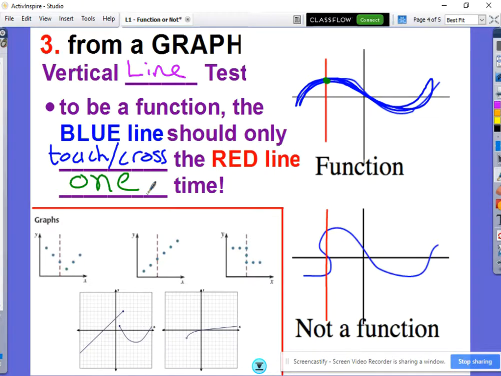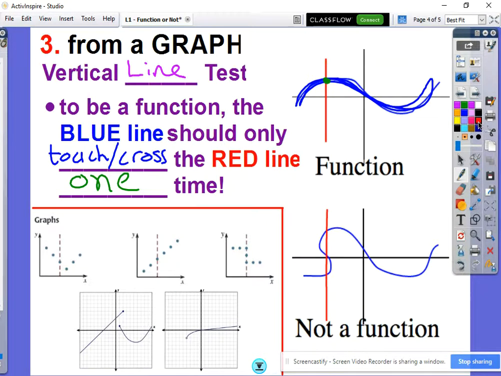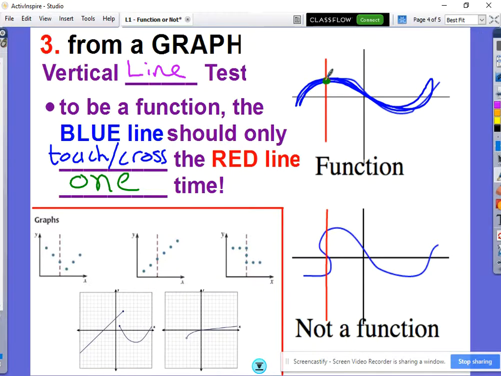That's super important for us to identify. As you can see right here, it only touches one time. We only have that one point. But on the bottom, if you look right here, we're crossing once, twice, three times. So twice would have been enough, but three times definitely breaks the rule. Last but not least, you can see this right here. That is a function, it only crosses one time. This is a function, it only crosses one time. This is not a function, it crosses three different times.